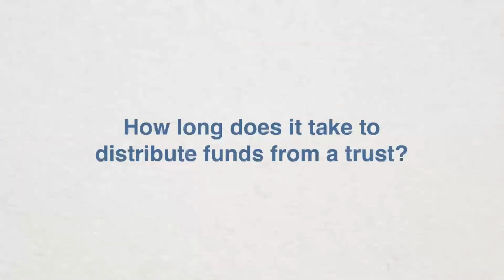How long does it take to distribute funds from a trust? A trustee must take inventory of trust property and determine an appropriate plan for managing the assets and distributing the funds to all trust beneficiaries. These processes take time, though the length of time varies based on the trust size, the complexity of the assets, how many beneficiaries, what each person is getting, etc.